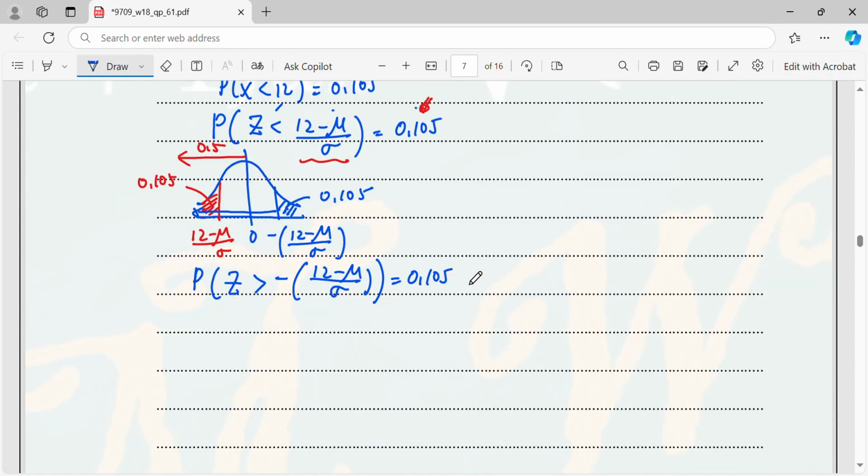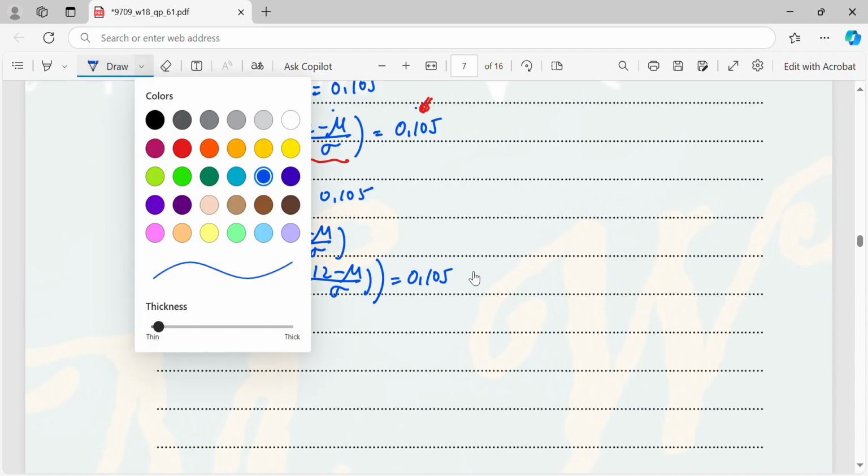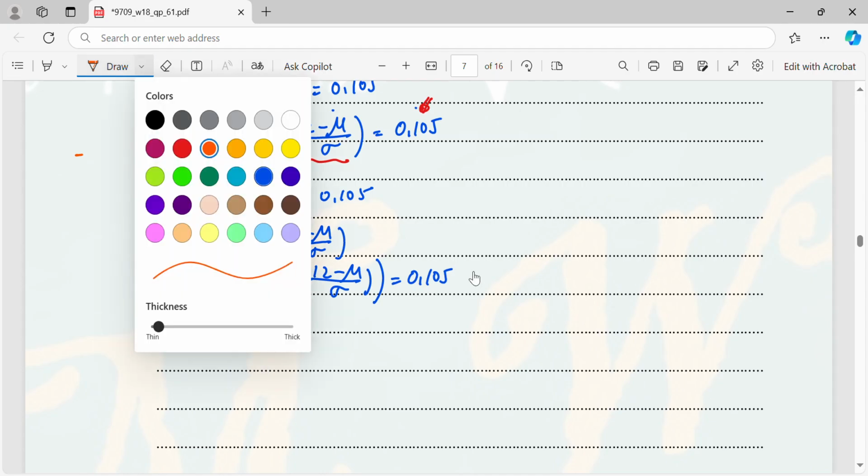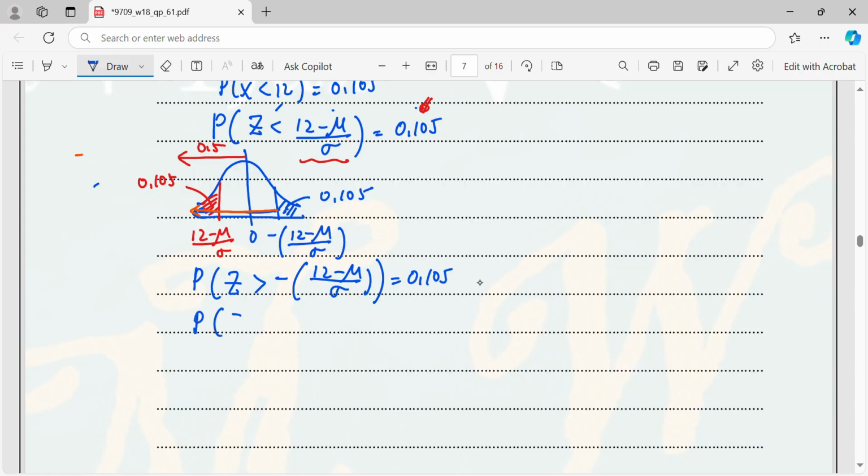But the more than region is not available in the normal table. Therefore, I have to consider less than. So which means I draw this line. Here less than, the probability will be 1 minus 0.105, that is 0.895. So here I will write P(Z less than negative of (12 minus mu) over sigma) is basically 0.895. This is counted by 1 minus 0.105.